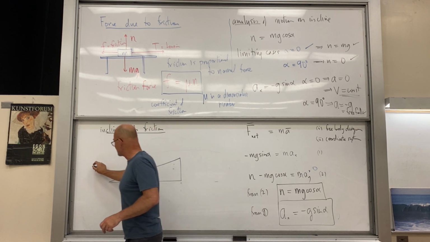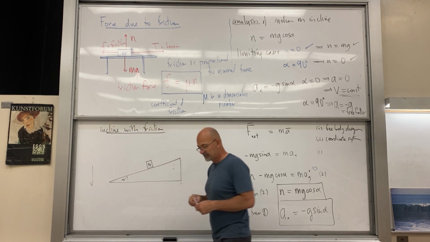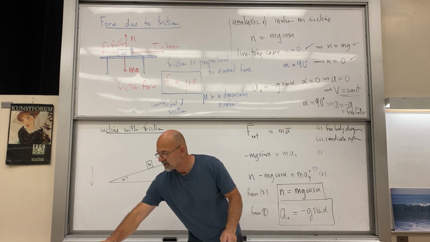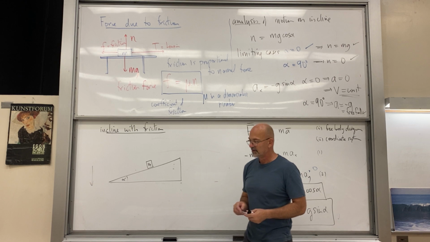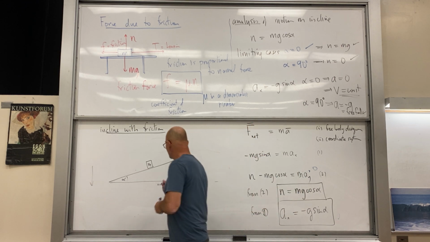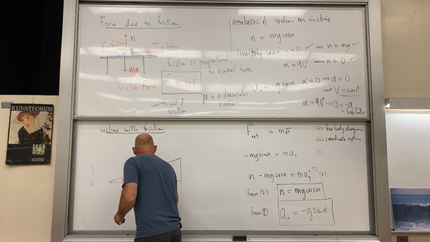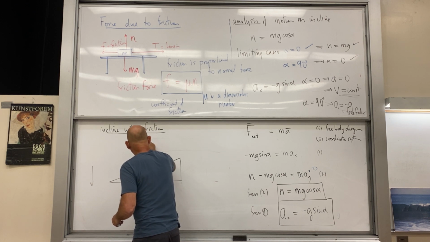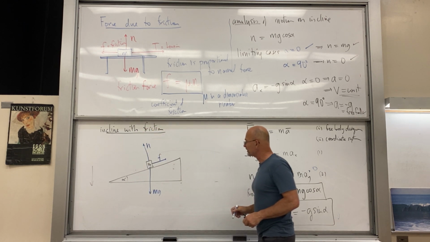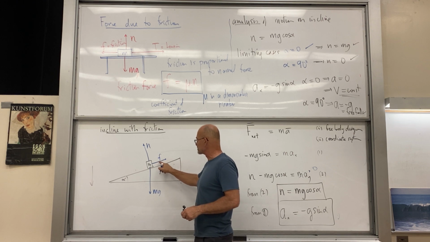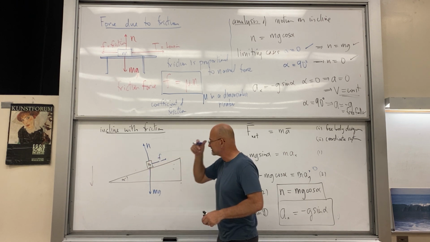G is free fall, right? Gravity. We're just going to include the friction here. So now if we have mg and N, we also have to include a frictional force, which will be opposing the direction of this thing sliding down.